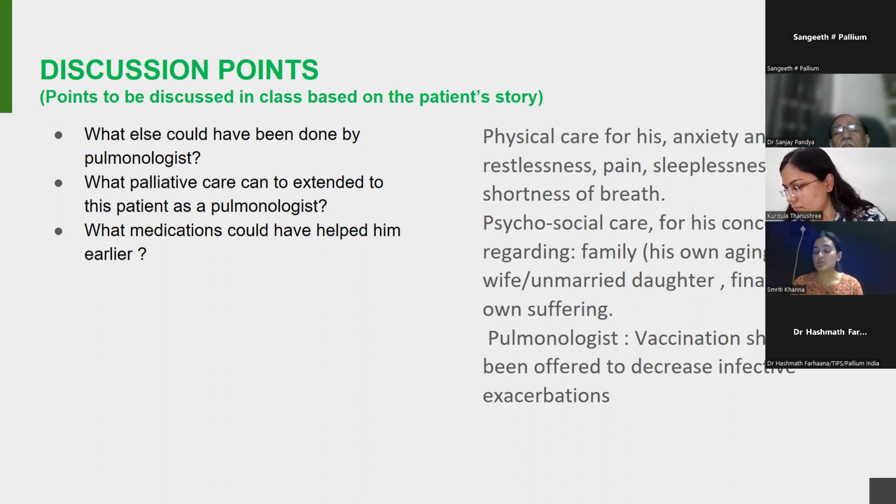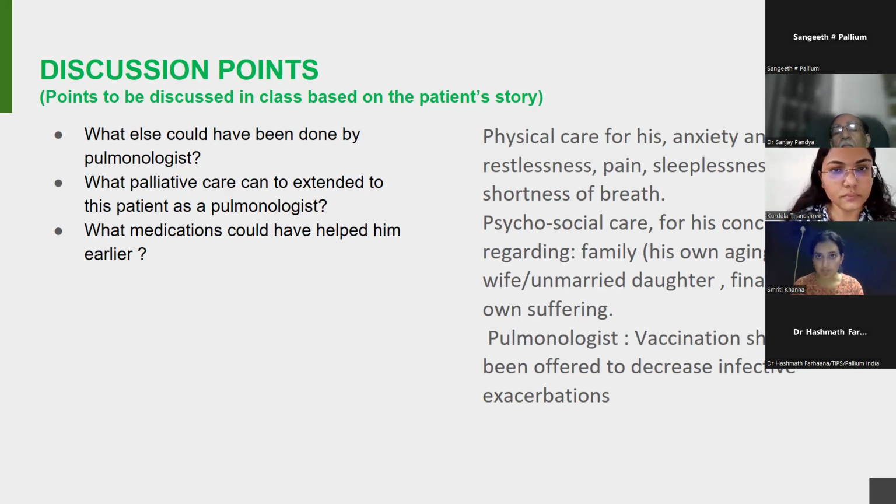If this was a patient on long-term follow-up with a pulmonologist or a pulmonology team, explain to them that COPD is a progressive condition and the use of ventilators is actually an informed choice for patients with COPD. It's not something that they should be put on without discussing the pros and cons of ventilation and what it means for them in the long run.